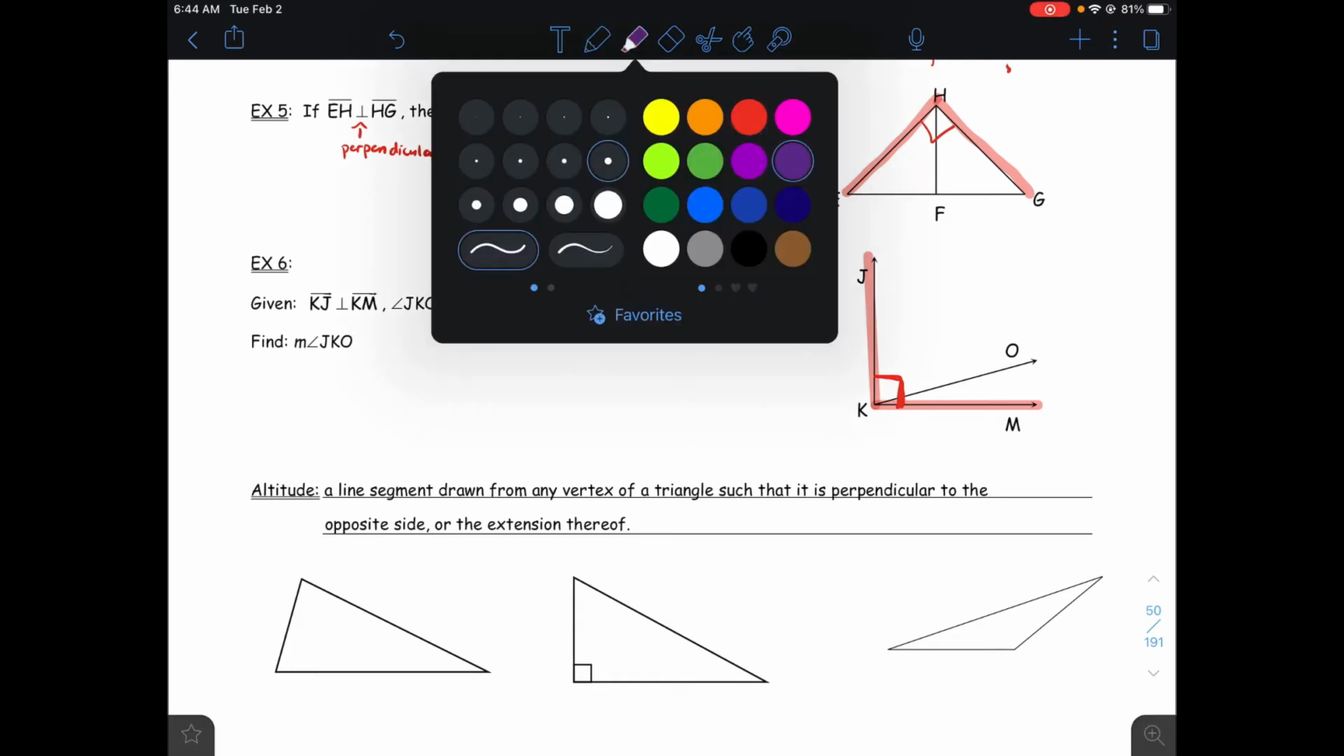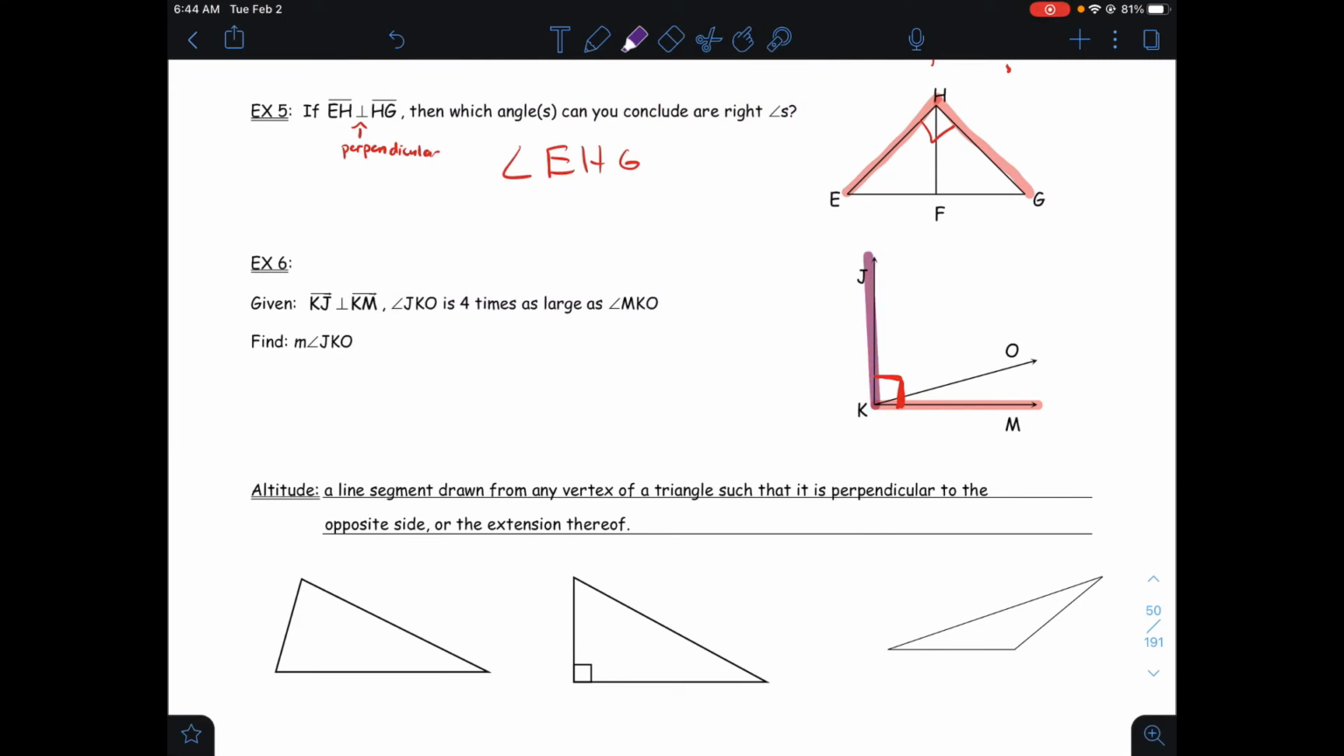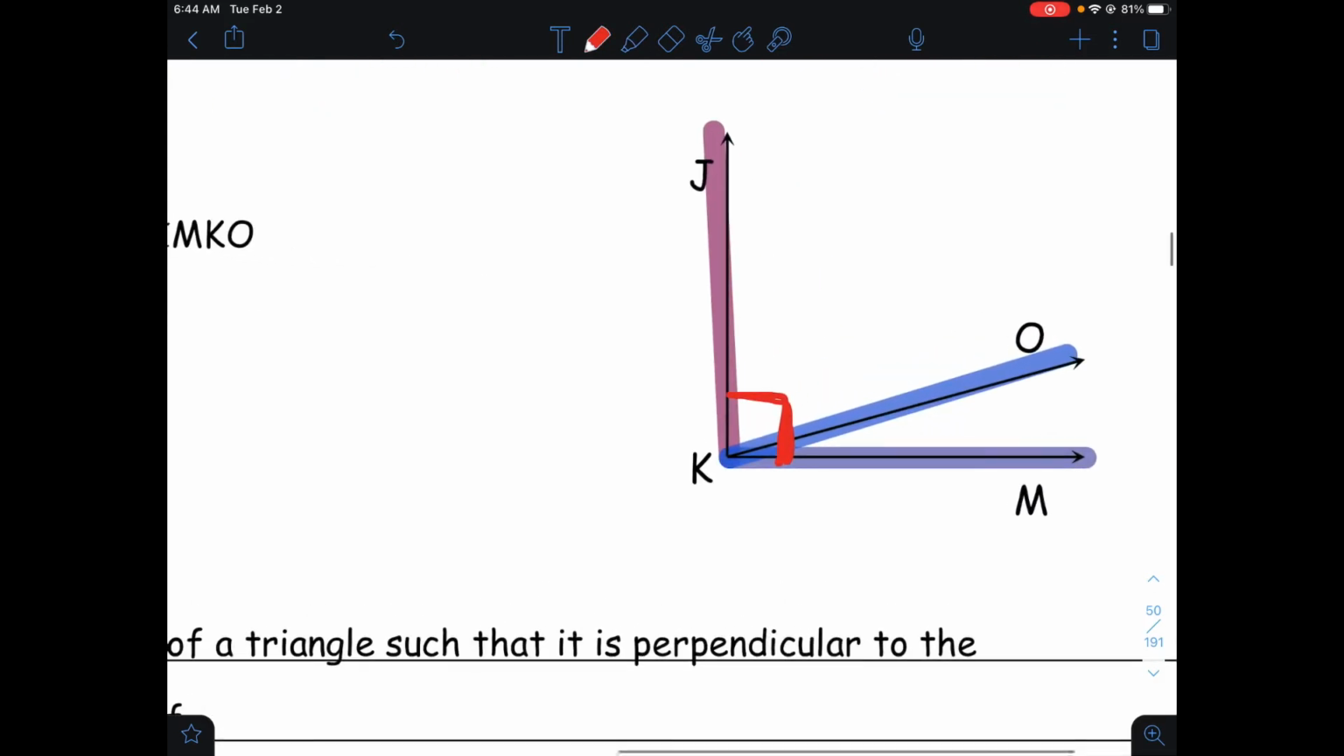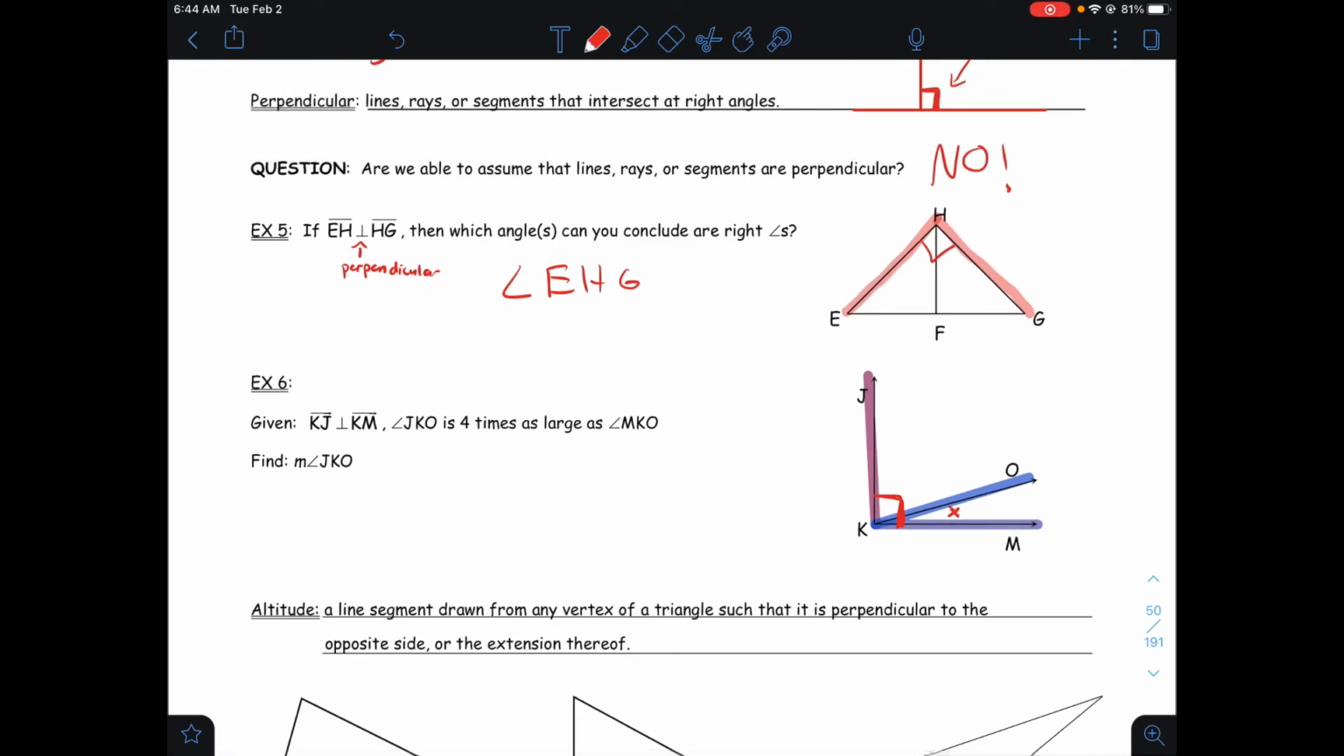But what they're telling us is that JKO is 4 times as large as MKO. So let's just say MKO is x. If JKO is 4 times as large, we can say that it's going to be equal to 4 times x, right? If this is 1, that's going to be 4. If this is 2, that's going to be 8. If this is 10, that's going to be 40. So we can use these variables to describe what they told us here.